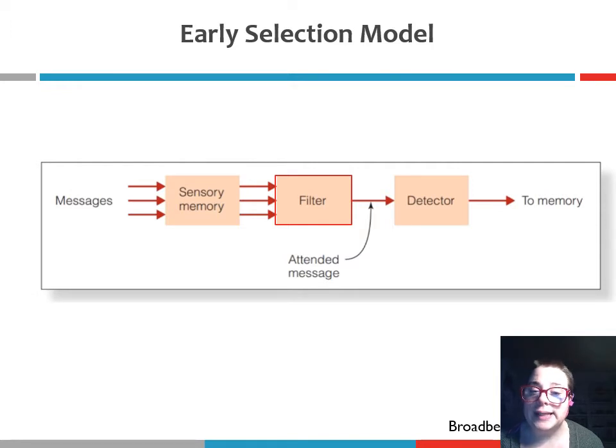Okay, so basically any kind of auditory pieces of information are going to be selected by the filter, and using these physical characteristics of the speech that they hear, okay, only the attended message. So only the information coming through the attended ear is going to pass through the filter to what's called the detector.